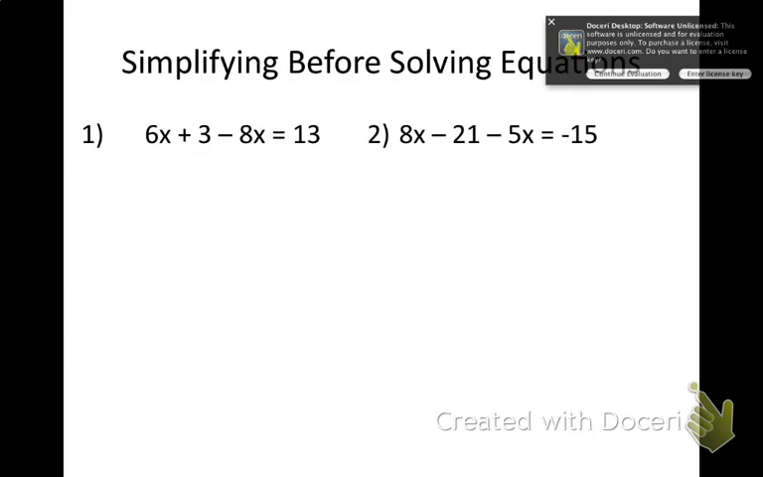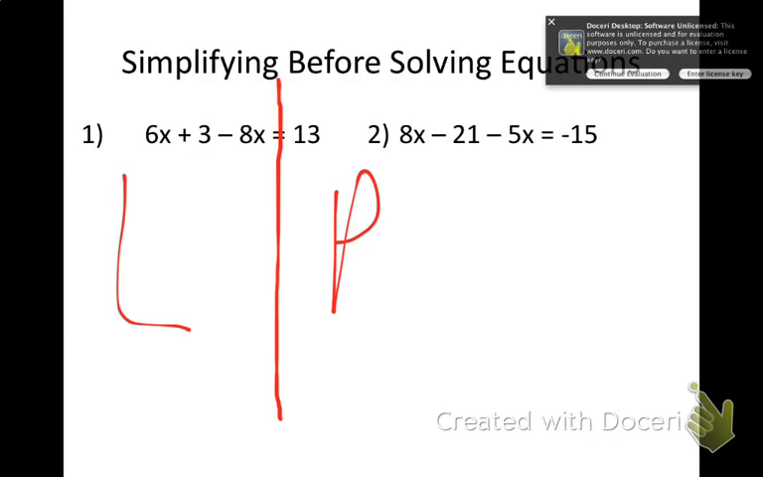All right, so we're going to talk about simplifying before solving equations. A lot of times, I talk about certain sides of the equation. For example, I have a left and a right side. If I look here, I draw a line down the equal sign. I can visibly see there's my left side over here, there's my right side over here.